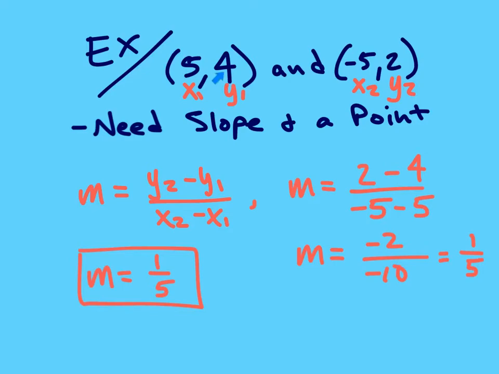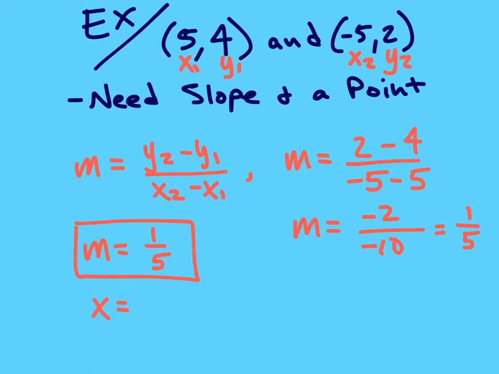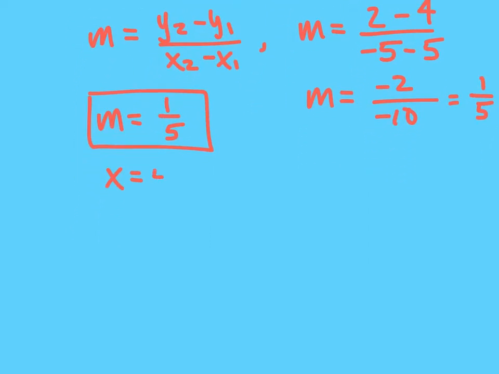Now I'm going to choose my positive numbers to help me with that. And so I have a slope of 1/5, an x value of 5, and a y value of 4. Now I'm going to use my formula, y equals mx plus b.